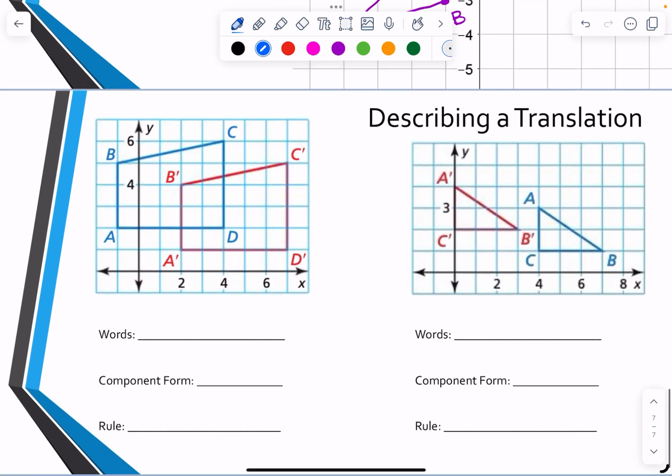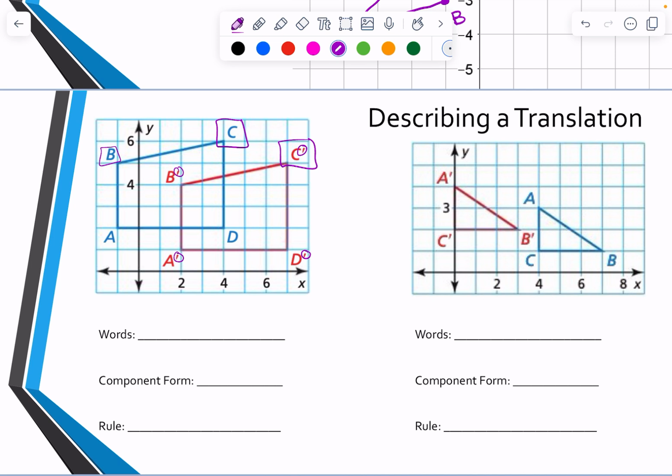All right. On this last one, we're going to give you two figures on a graph, and we're going to ask you to write the rule both in words, component form, and the rule itself. So how do we know which one's which? The key here is you have to look for the tick marks. So the red is the image, the blue is the pre-image. What you're going to do here is just take 1 point. So I'm going to focus in on C. And I'm simply going to ask what moves me from C to C prime. So I'm going from the pre-image to the image.